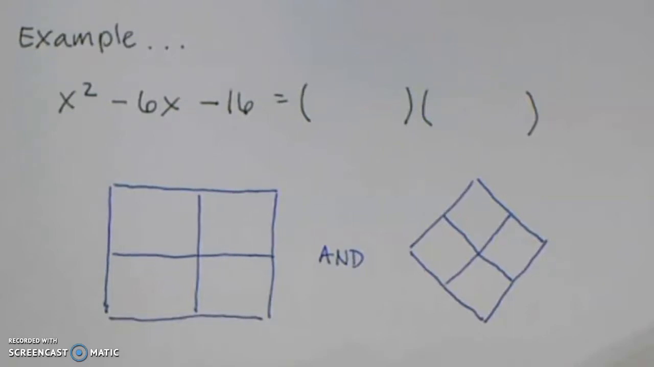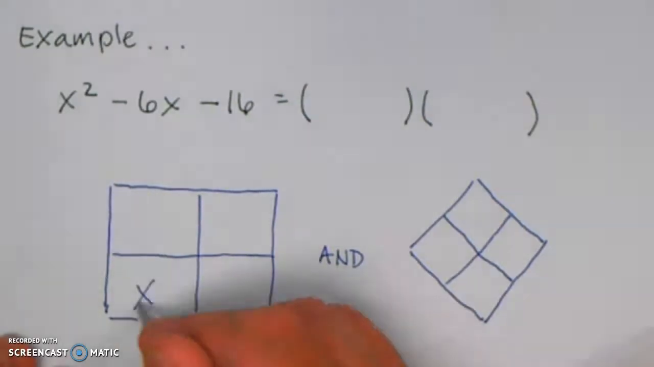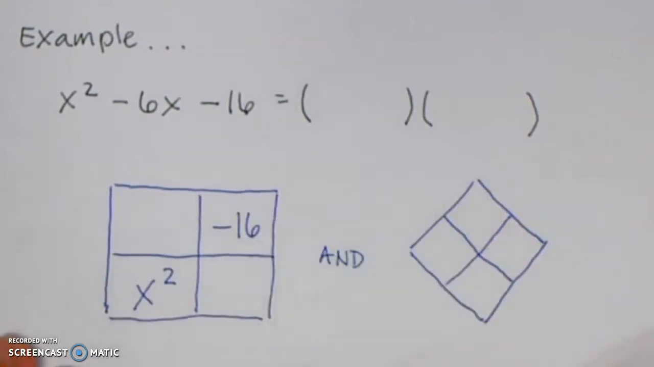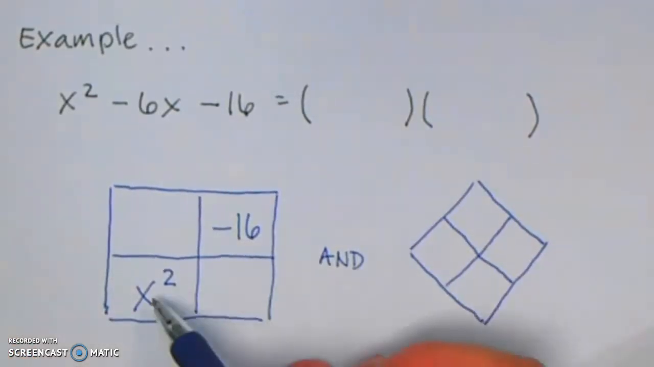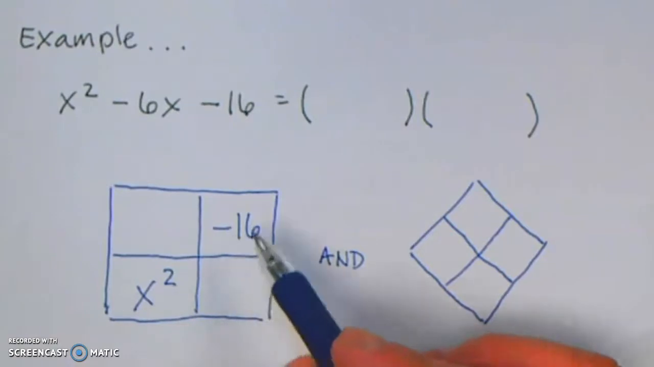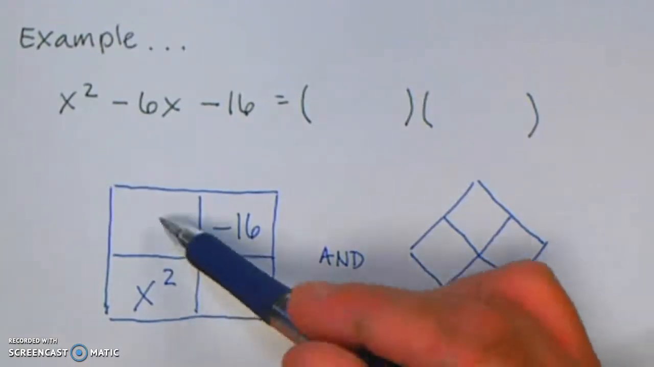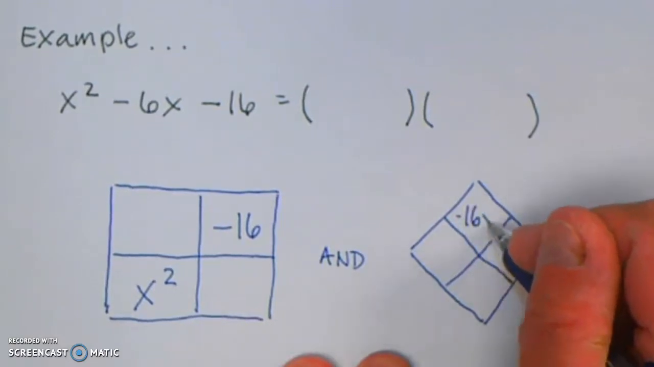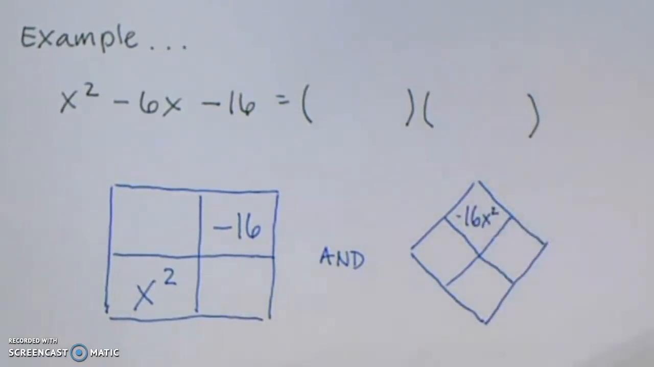Please pause the video and try and set this up. Okay, check your setup. Hopefully you had x squared in the bottom left corner, negative 16 in the top right, and you know that these two are going to multiply together, and that will be the same as these two multiplied together. So in our diamond problem, we want to have our negative 16x squared in the top. And again, that came from finding this product right here.